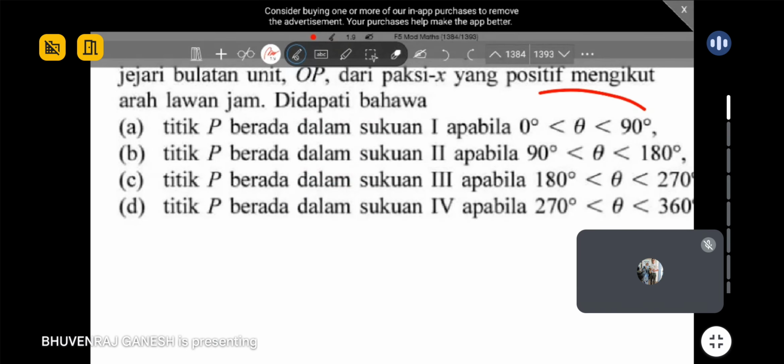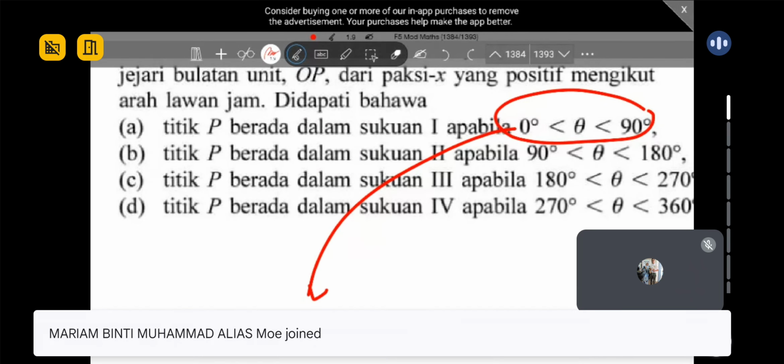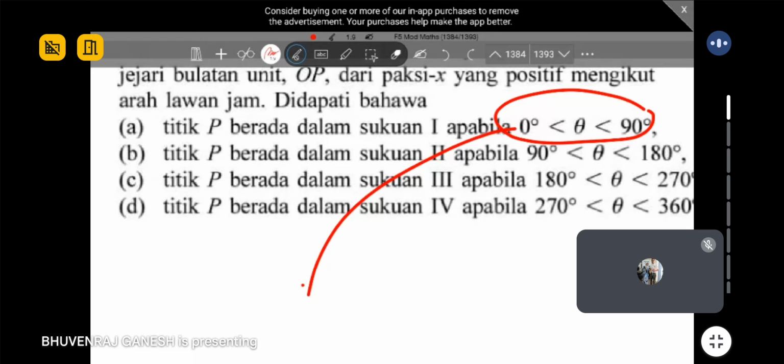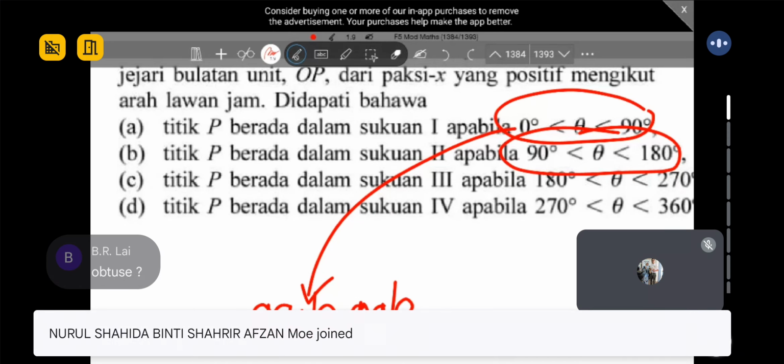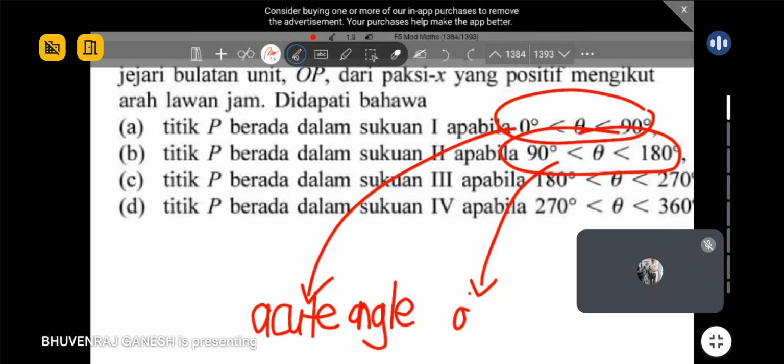Okay guys, so for 0 to 90, what type of angle is this? Can anyone tell me? Apa jenis sudut ni yang kamu pernah belajar masa menengah rendah? Yes, this is what we call acute angle, ataupun sudut tirus dalam BM. How about 90 to 180? Apa jenis sudut ni? Obtuse, correct? This is what we call obtuse angle, sudut cakar dalam BM.